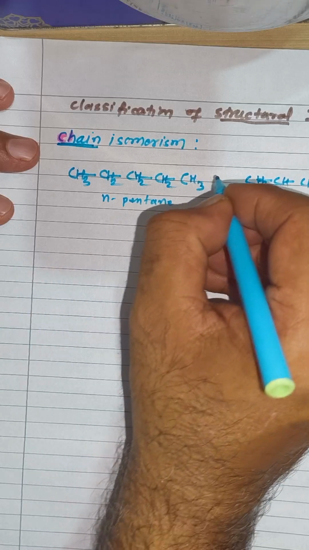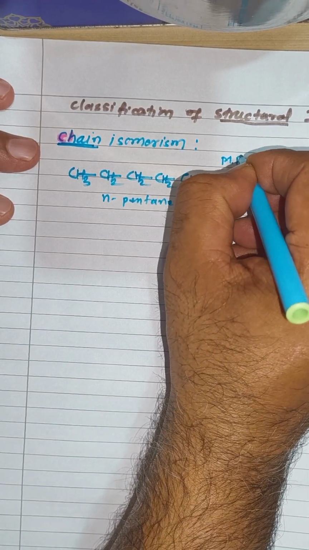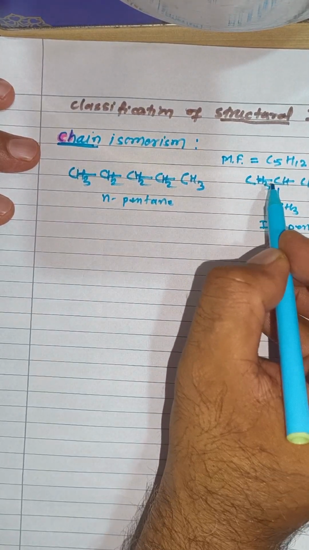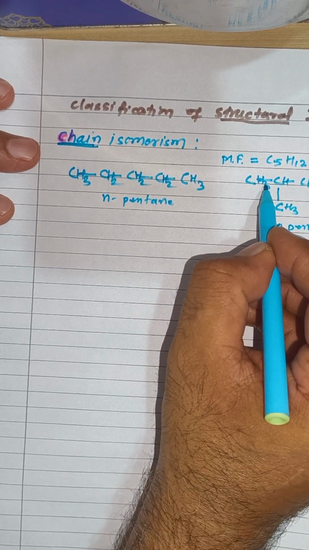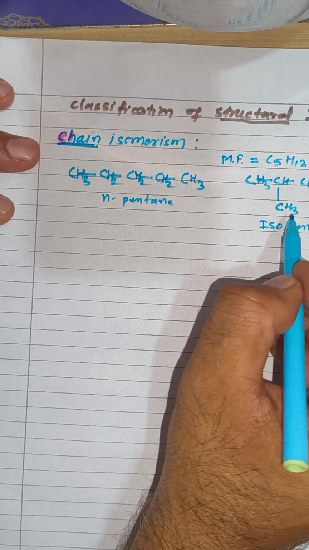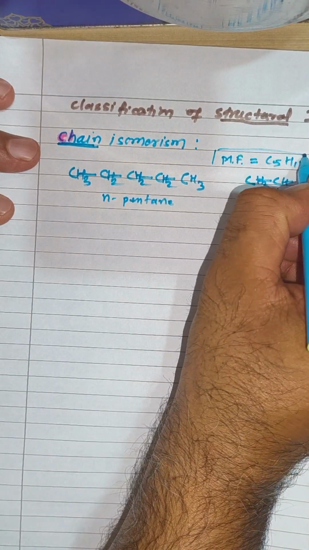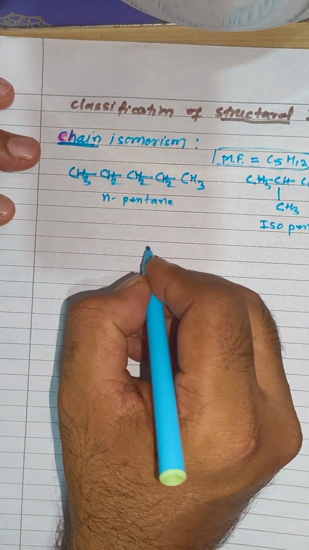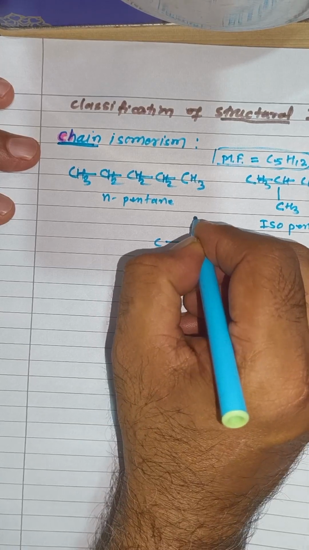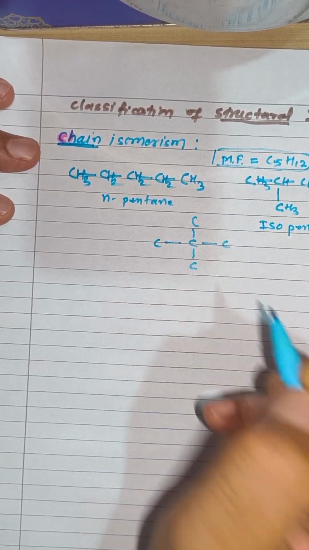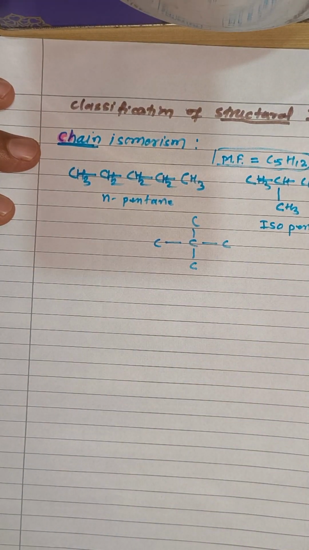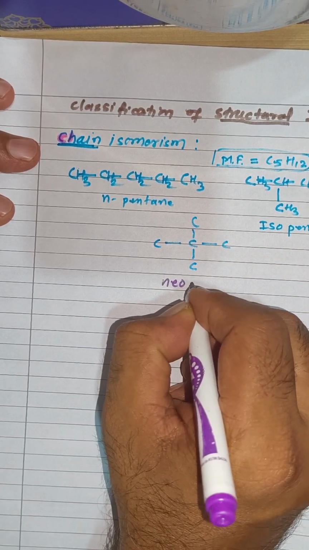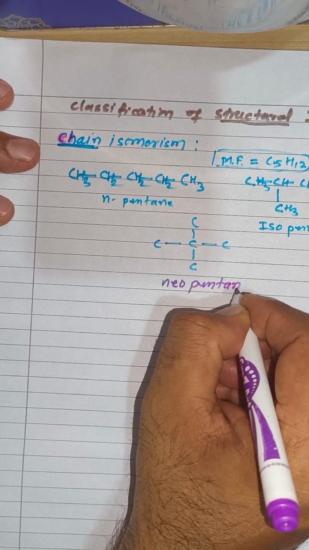Both of these compounds have the molecular formula C5H12. Counting, 1, 2, 3, 4, 5 carbons and 12 hydrogens. So this is the molecular formula for pentane, and it shows isomers. Can we write one more isomer of this? Yes, we can. So these are the possible isomers, and this one we call neopentane. These are all common names.